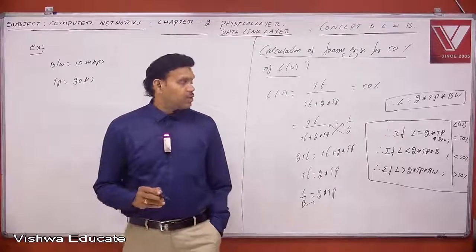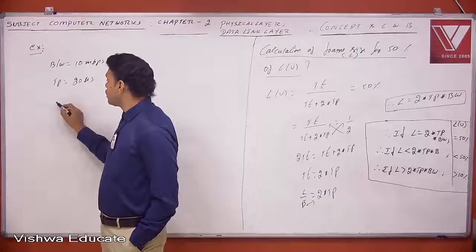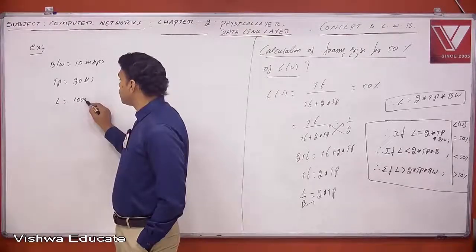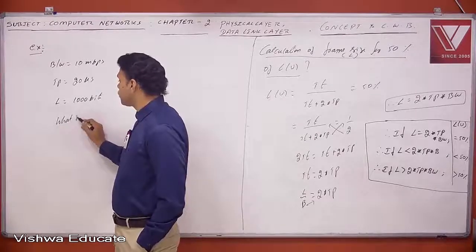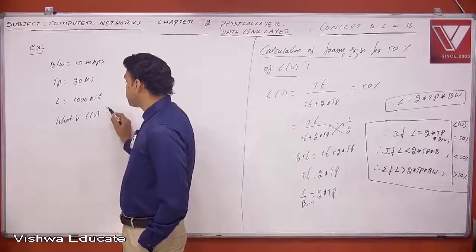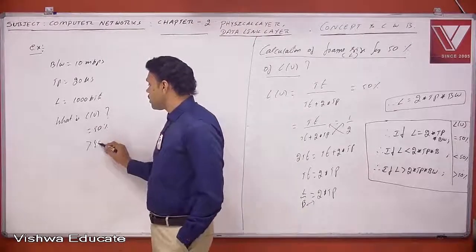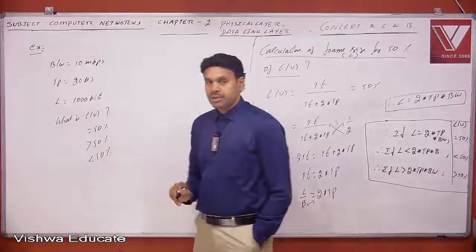and we want to identify L is equal to 1000 bits. He is asking what is the link efficiency? Is it equivalent to 50 or greater than 50 or less than 50%?